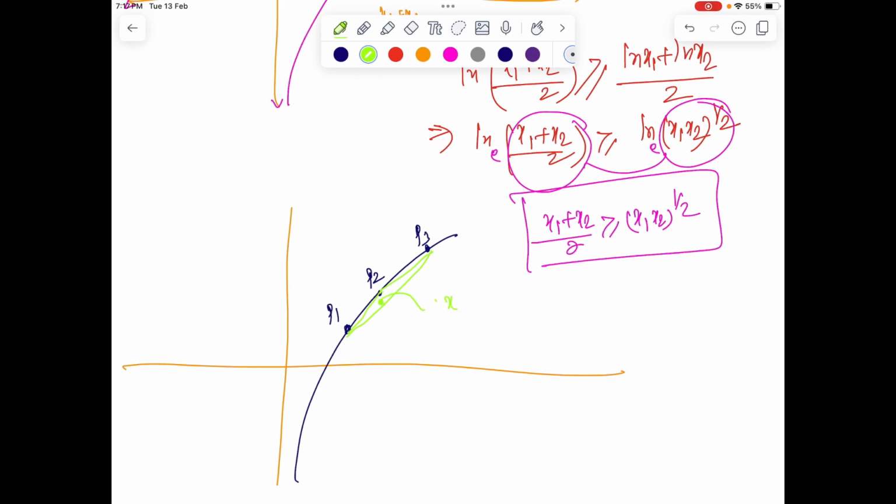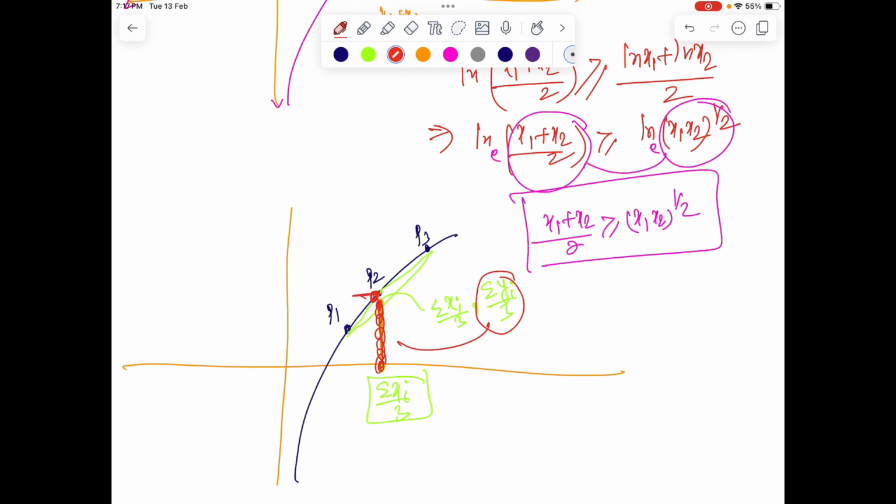So I can take points p1, p2, p3. Geometrically I can join them. The centroid will have x coordinate sigma xi by 3 and y coordinate sigma yi by 3. So the distance of the centroid from the x-axis is nothing but sigma yi by 3.